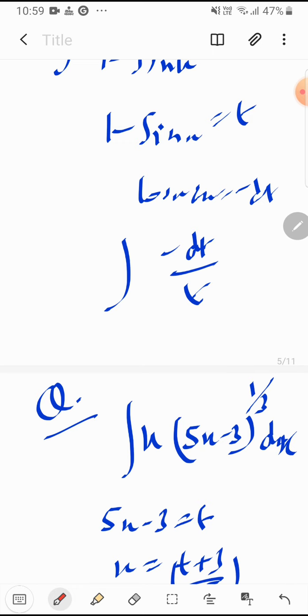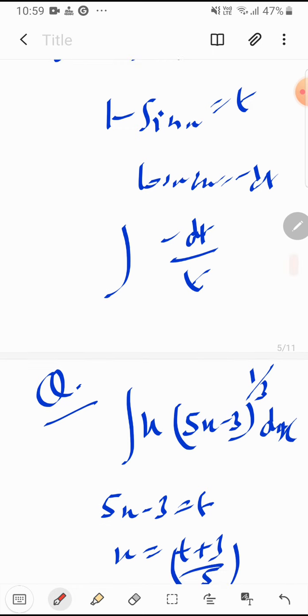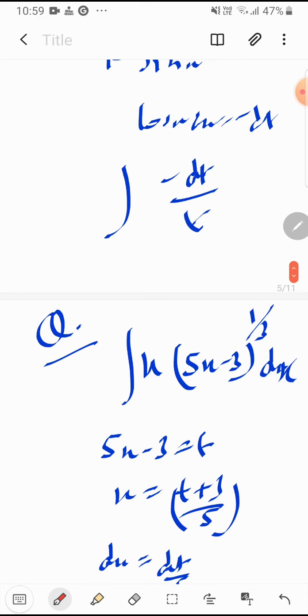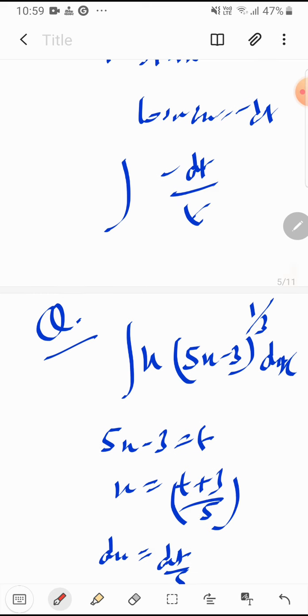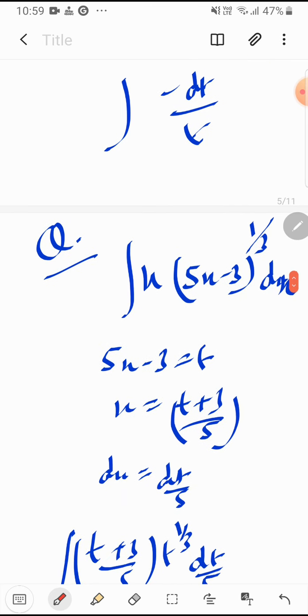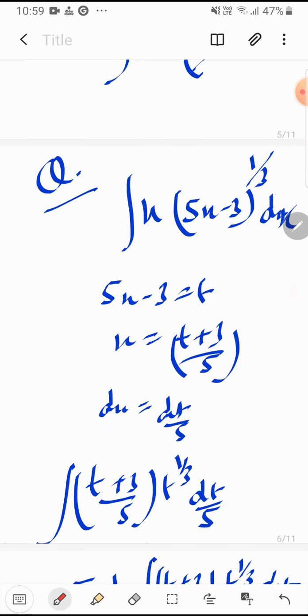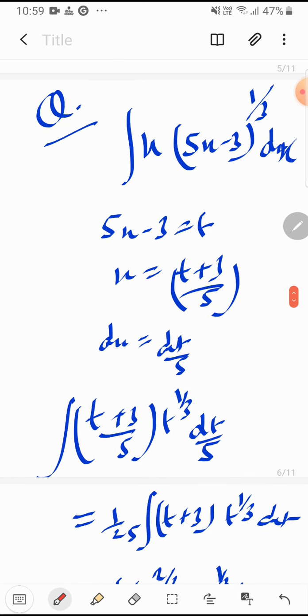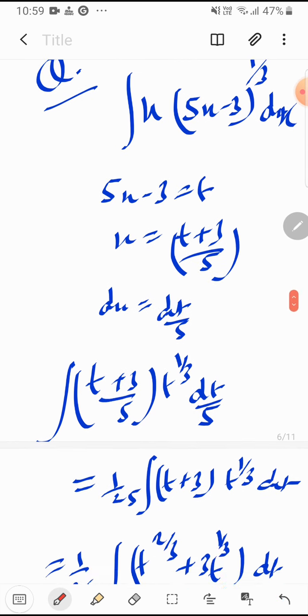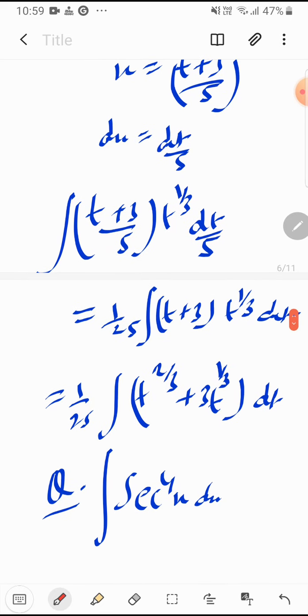To solve this problem, we put 5x minus 3 as t, so that x is (t plus 3) upon 5, dx is equal to dt by 5, so that the integral becomes (t plus 3) by 5 into t raised to the power 1 by 3. So our problem is solved. Now it is a monomial, so we can open the bracket and shift the constant, that is 1 upon 25, outside the integral, and after that we can integrate very easily.